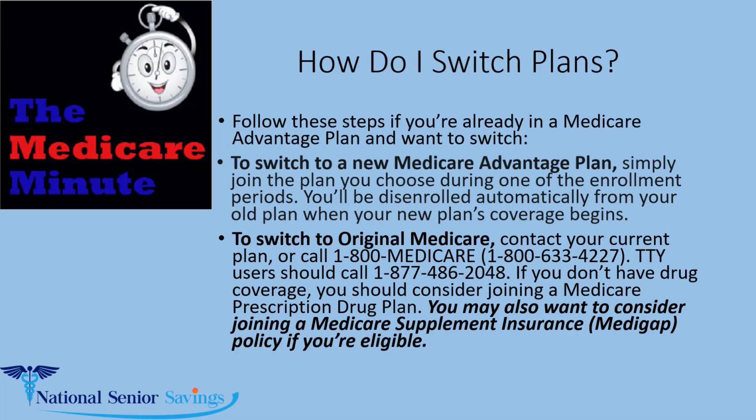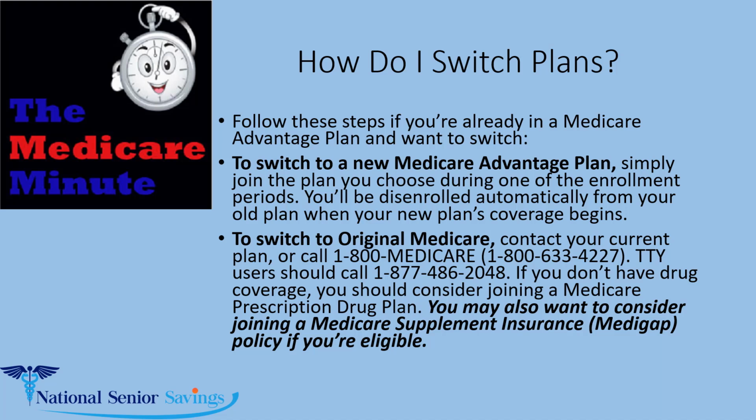So how do you switch plans? Well, follow these steps if you're already in a Medicare Advantage plan and want to switch. To switch to a new Medicare Advantage plan, simply join the plan you choose during one of the enrollment periods. You'll be disenrolled automatically from your old plan when your new plan coverage begins. So as we learned, that's either with an SEP or the AEP. You can't just do it any month of the year. If you're on Medicaid or low income subsidy, you also have every month of the year that you can change plans.